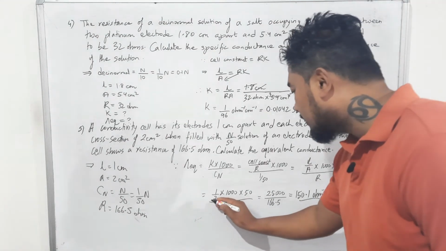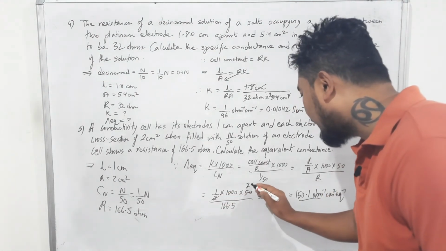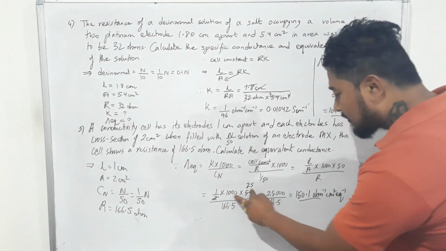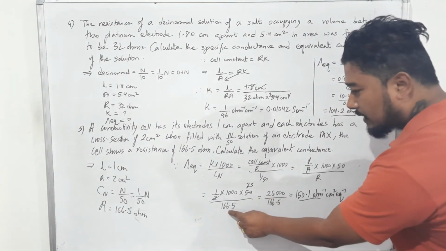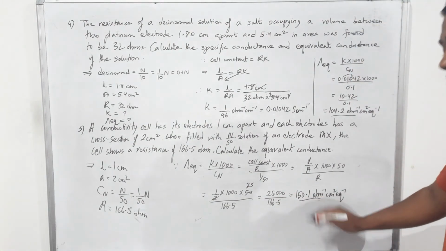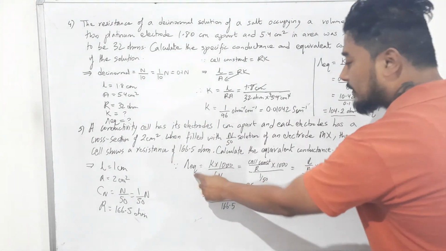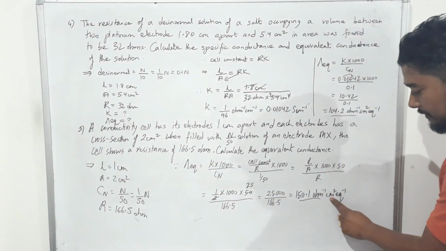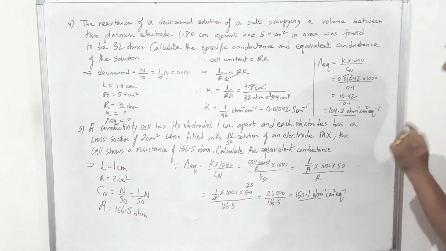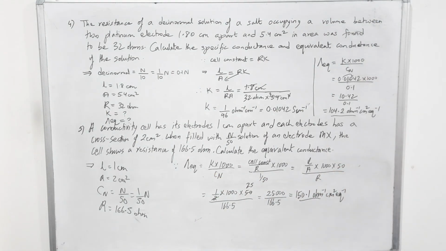Now you can cancel these two. 2 ones are 2, 2 twenty-fives are 50. So 25 into 1000 will give you 25,000 upon 166.5. When you divide these two, you get 150.1. Since you are finding lambda eq, the unit will be ohm inverse centimeter square. If here it was m, I could have written mole inverse, but here it is eq, so we write eq inverse. So this is how we solve the sum.